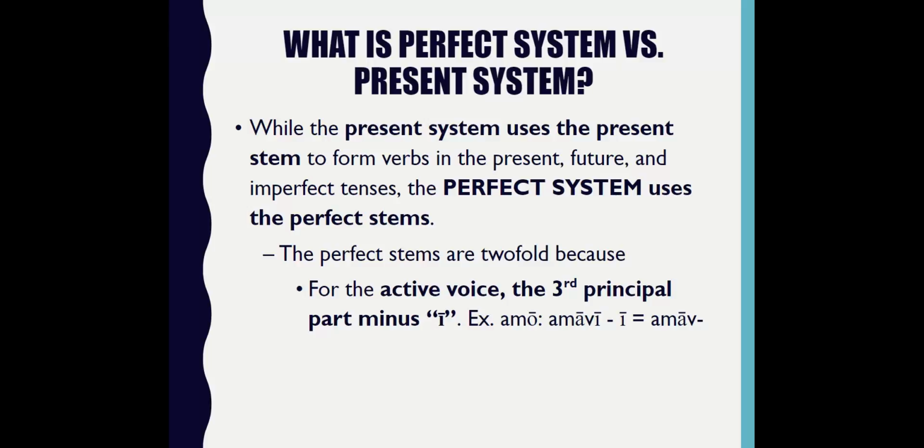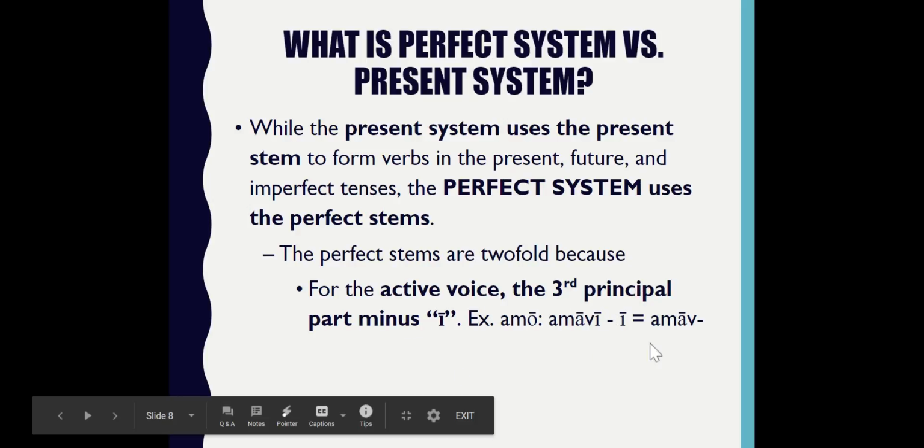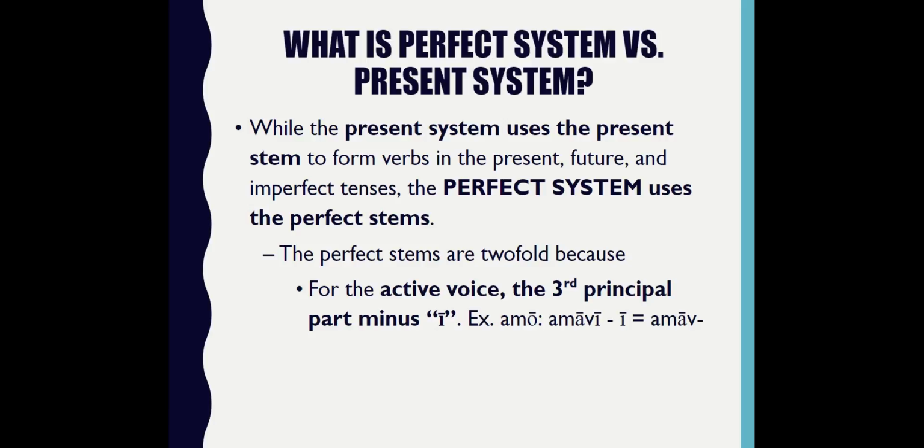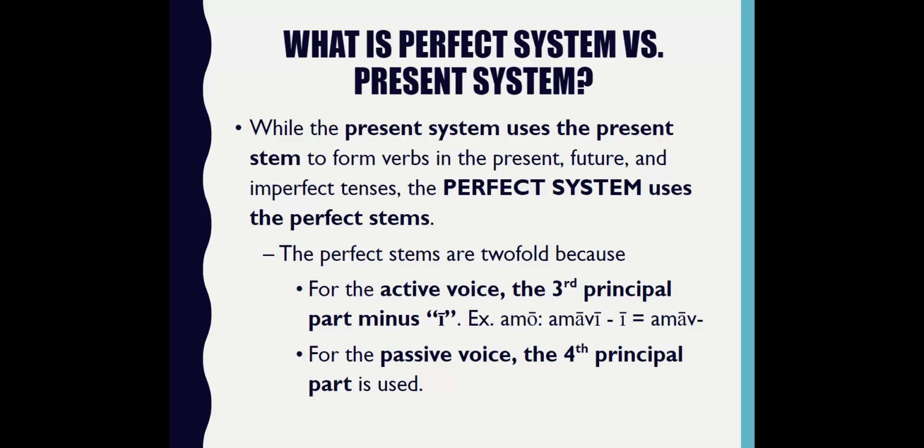So for the active voice, the third principal part, the one that ends in I, when you look up a verb, for example, amavi. So you take that third principal part, amavi, and remove the I, or minus I. So you take, for example, amavi, minus I to get amav. That is the active voice perfect stem. We'll talk about the passive voice stem later, but just so you know, it is the fourth principal part.